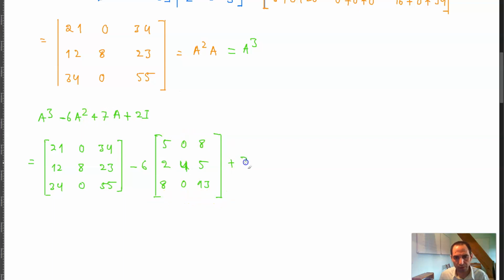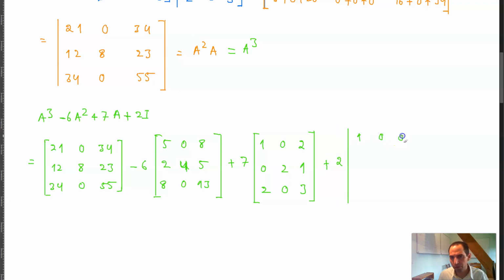plus 7 times A is equal to basically 1, 0, 2, 0, 2, 1, 2, 0, 3, plus 2 times I, which is equal to 1, 0, 0, 0, 1, 0, 0, 0, 1.